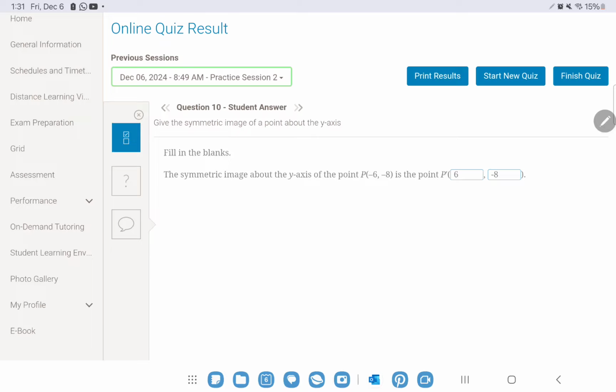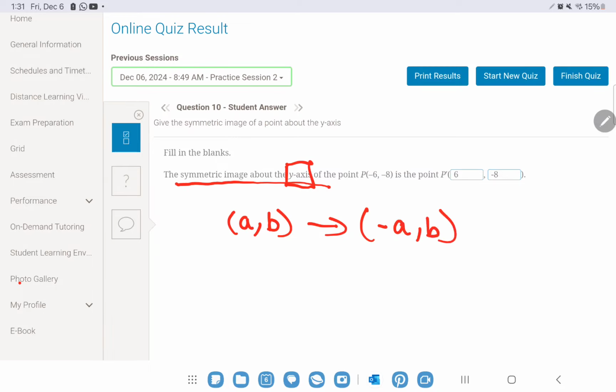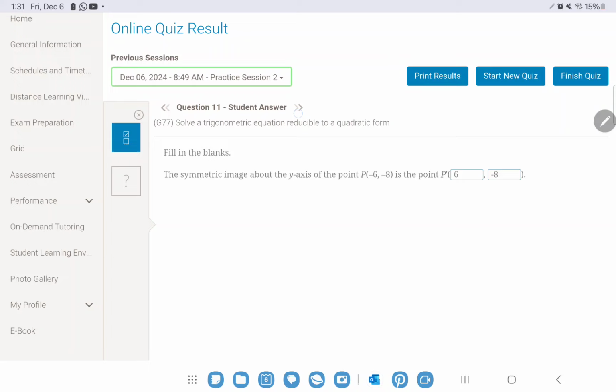Here you have a symmetric image about the y-axis, meaning it's an even function. When it tells you about the y-axis, it means that if you have a and b as your coordinates, you change the x. It becomes negative a, positive b. You only change a. You only change the x in it. So you have negative 6, negative 8 becomes positive 6. You keep negative 8. And that's your answer. Moving on.